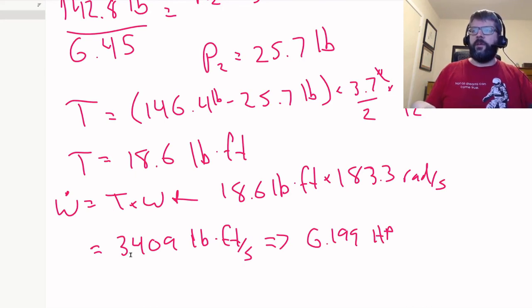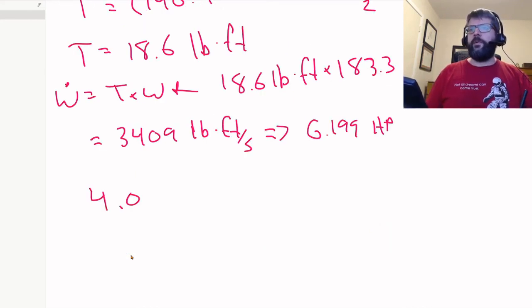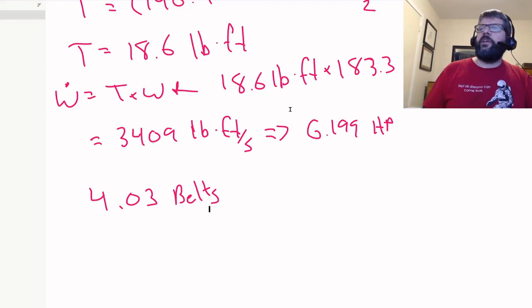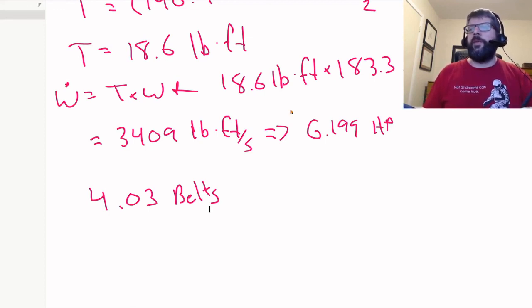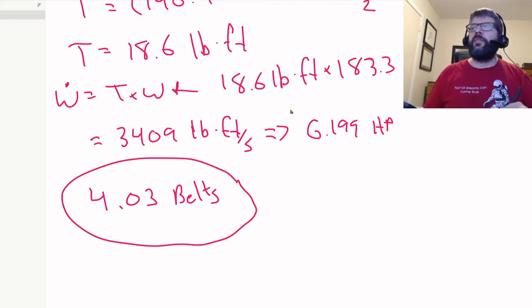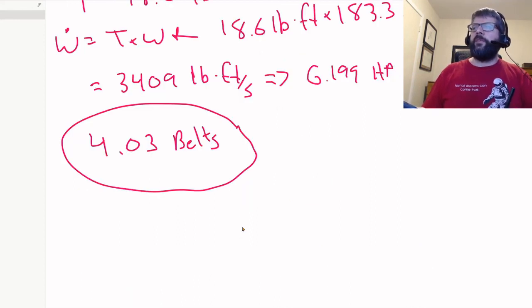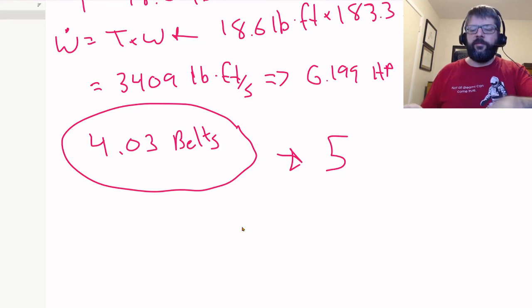That gives us 4.03 belts that would be required in order to transmit the horsepower. So realistically, you could probably get away with 4 belts, given compounding rounding errors and so on. And again, it depends upon how conservative this assumption that the belt tension is limited to 150 pounds is. But if not, bumping it up to 5 belts, and you're definitely good to go. So yeah, there we go.